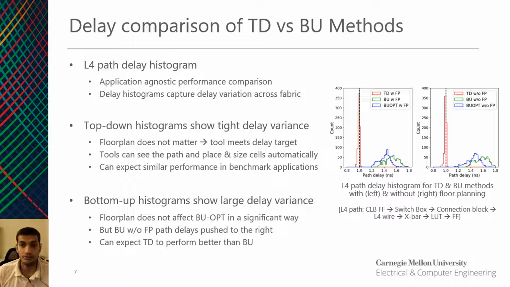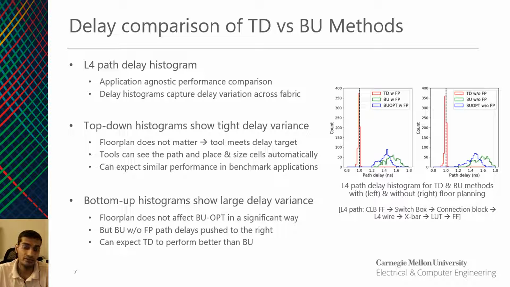In order to compare the delay, we analyze the path delay histograms of the L4 paths in the FPGA fabric. Delay histograms provide an application-agnostic way of comparing and predicting the performance of the fabric. They also capture the extent of the delay variation across the L4 paths on the fabric. Ideally speaking, we need all the L4 paths in the fabric to have the same delay with minimum variation.